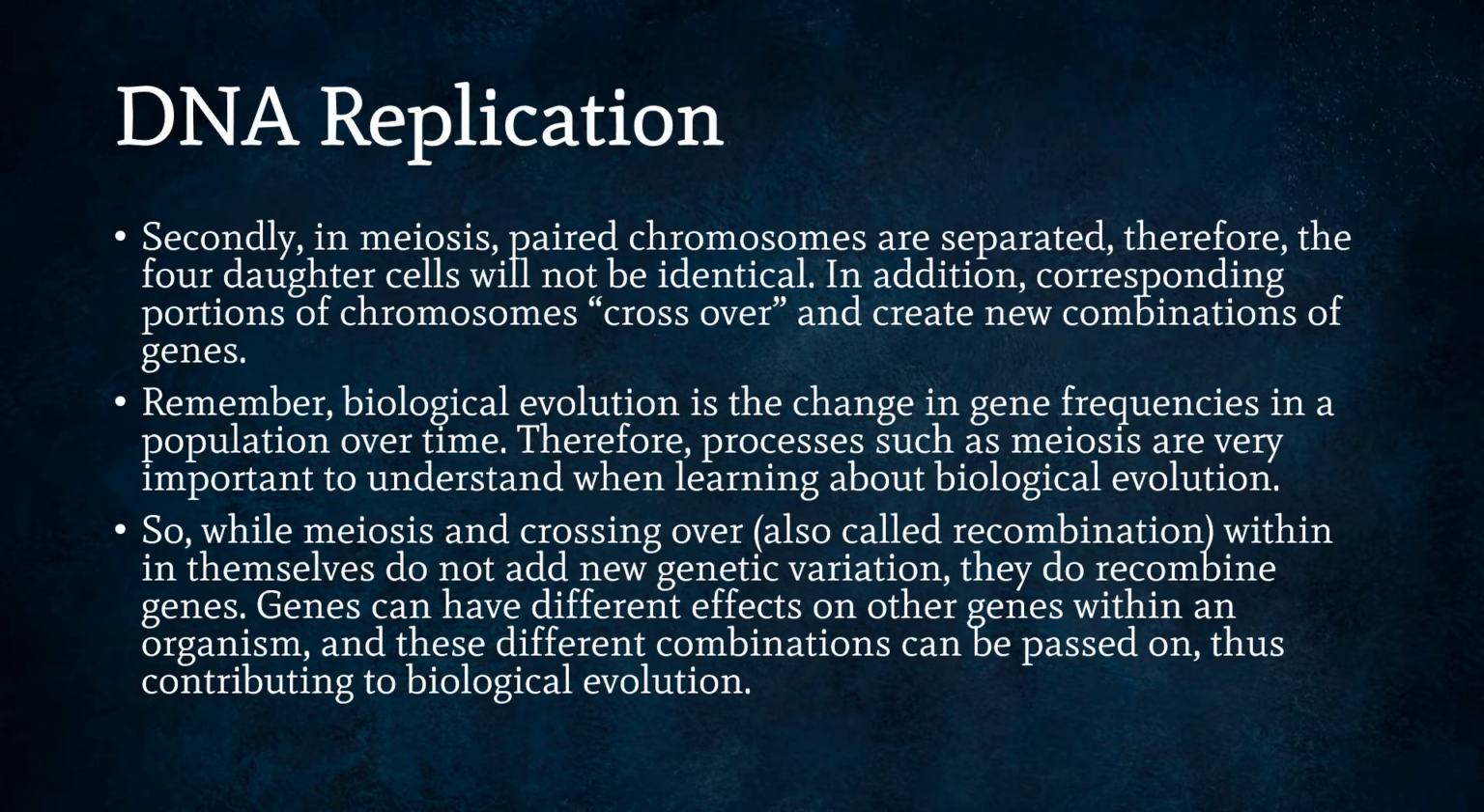So while meiosis and crossing over, recombination is the process that occurs during crossing over, you can use crossing over and recombination interchangeably, and I will understand what you're talking about. So while crossing over and recombination don't add new genetic variation, so they don't add mutations, they do recombine genes, and genes can have different effects on other genes within an organism. And these different combinations can be passed on, thus contributing to biological evolution. So we're shuffling and possibly having different effects within one organism with this process of crossing over and recombination.